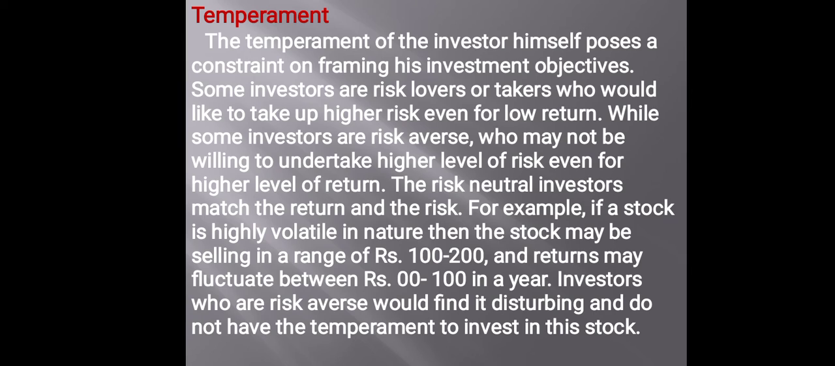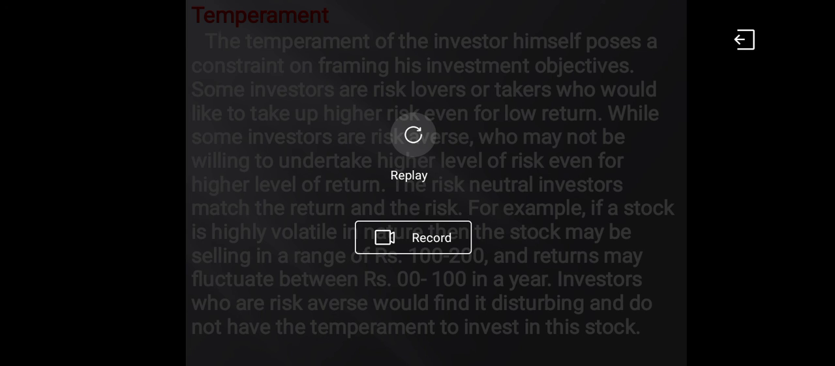For example, if a stock is highly volatile in nature, then the stock may be selling in a range of rupees 100 to 200 and the returns may fluctuate between 0 to 100 in a year. The investors who are risk averse would find it disturbing and do not have the temperament to invest in this stock.